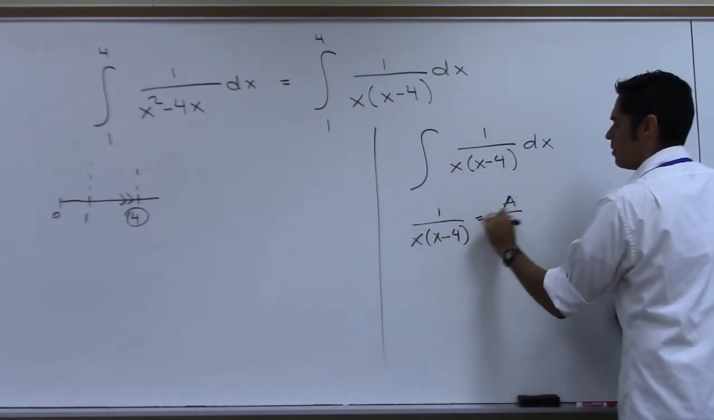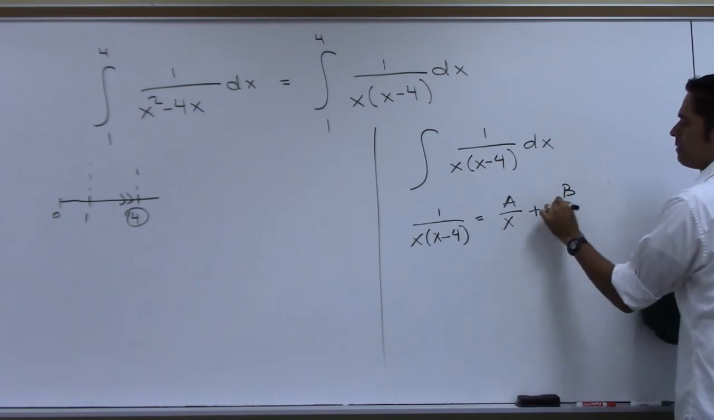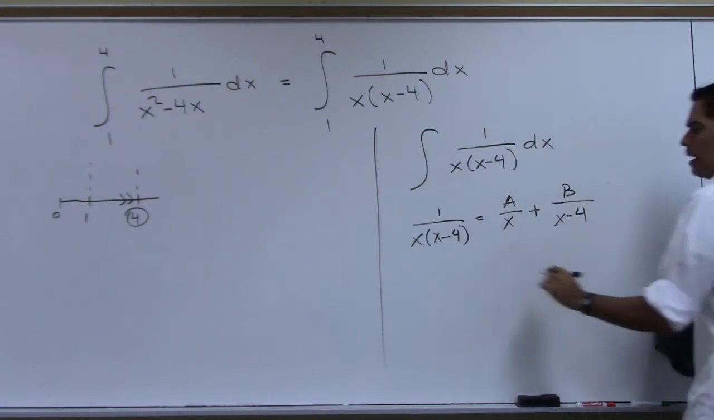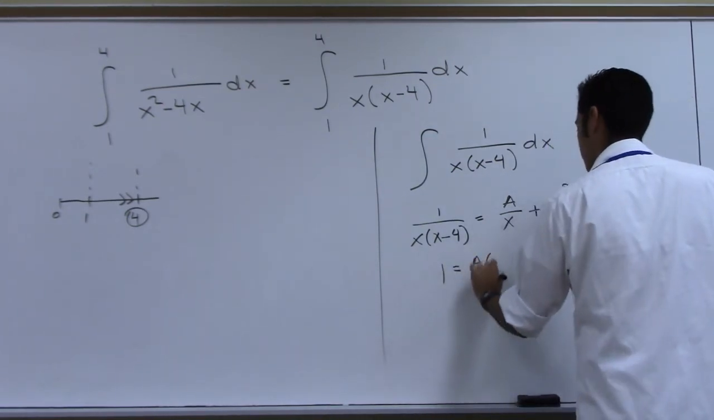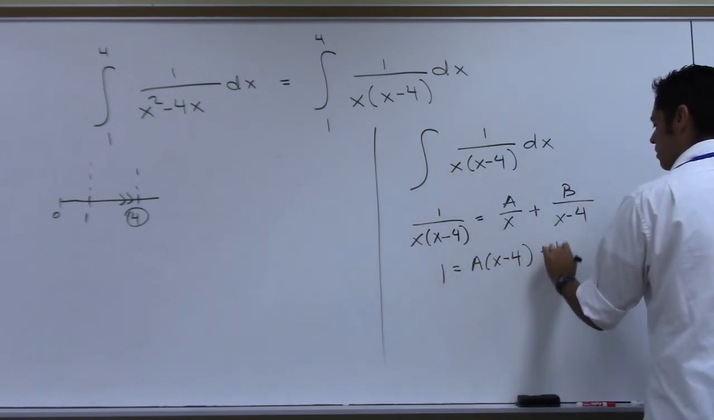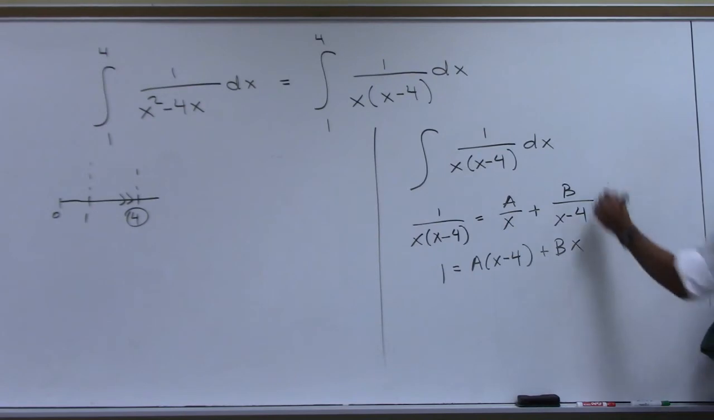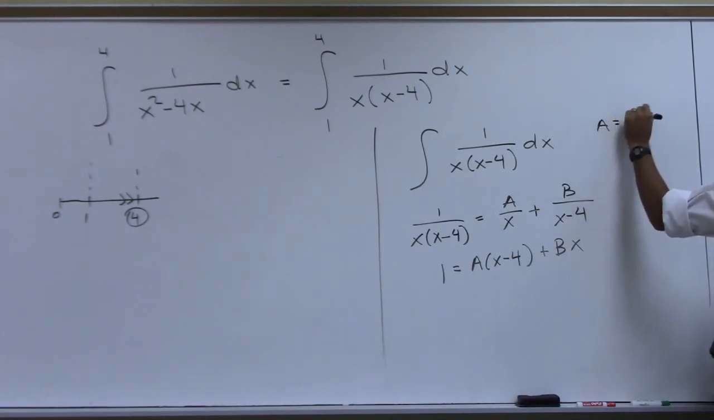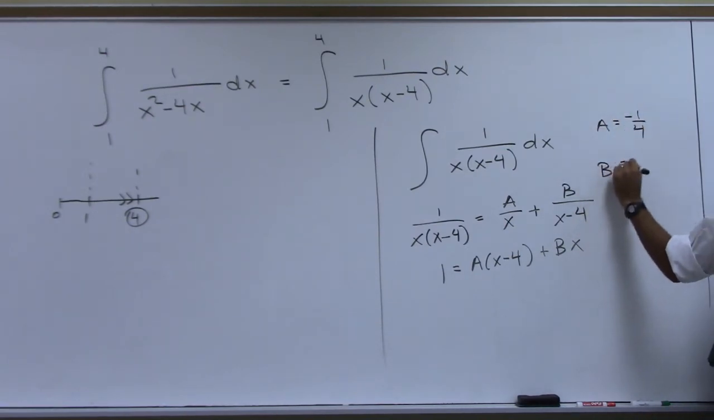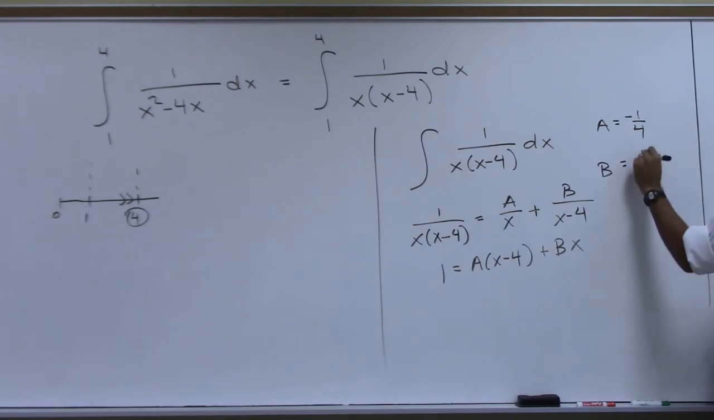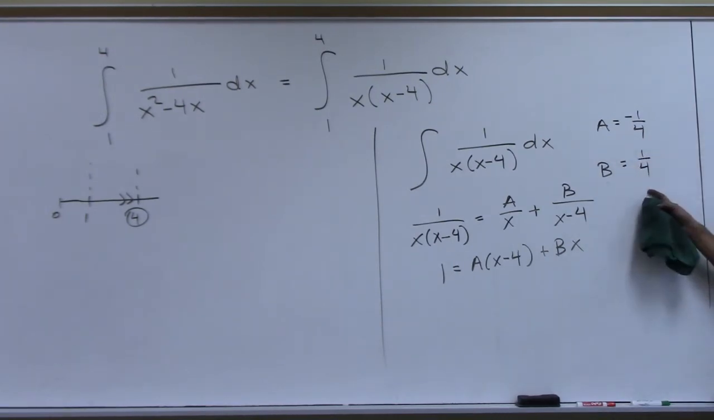as A over x. We have two distinct linear factors, right? And that gives me 1 equals A times (x minus 4) plus Bx. And then when I start plugging in to kill things off, I get A is negative 1/4, and I get B is 1/4. Anyone agree? Yeah. Okay. So that's what you should get if you do your partial fractions correctly.